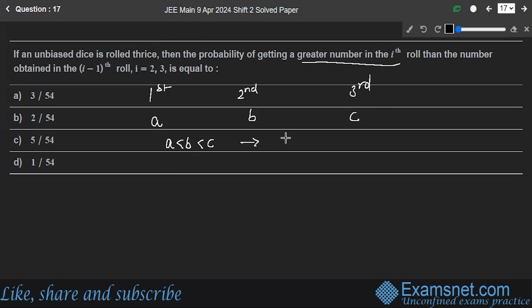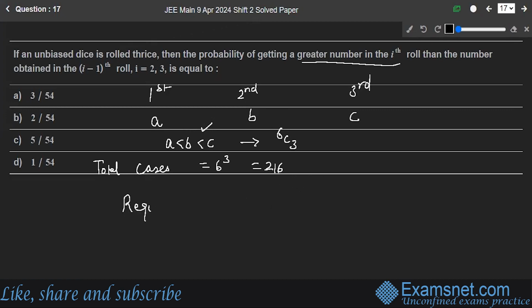So how many favorable cases in this case? First of all, how many total cases? There are the six faces of the dice and they are thrown three times. So this is 6 power 3, which is equal to 216. This is the total number of cases. And the favorable cases in which the three numbers A, B, C are in this sequence, that A is less than B is less than C, will be given by 6C3.